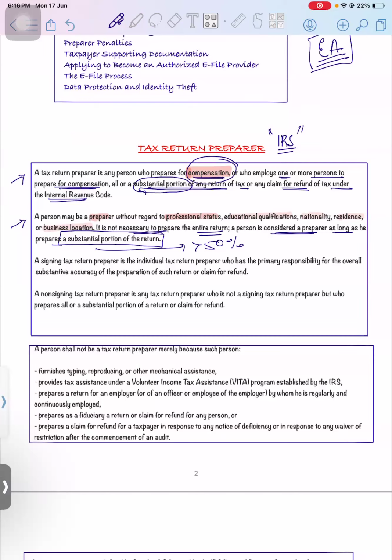But actually, looking from the IRS point of view, those who are going to prepare the return for compensation, or who are going to employ someone else, and who are going to prepare a substantial portion, meaning most of the return, are considered preparers. So the preparer plus the reviewer plus the signer who is going to sign the return, all three people will be called a tax return preparer.